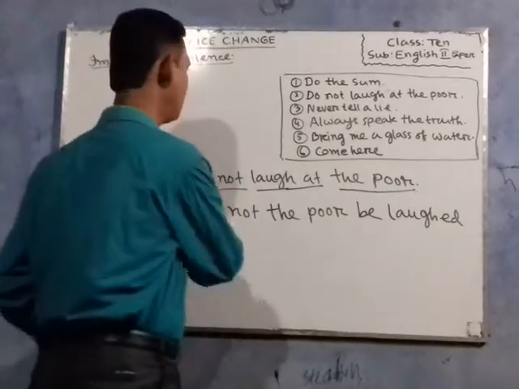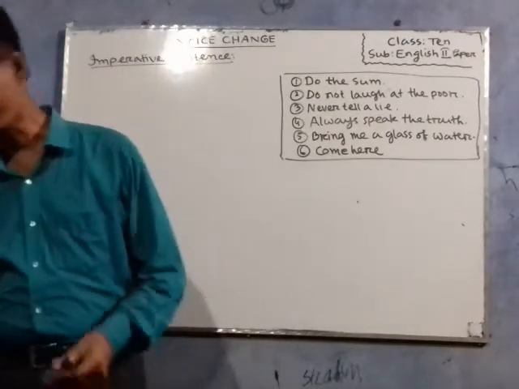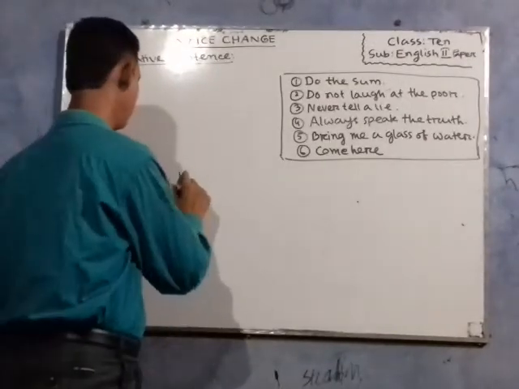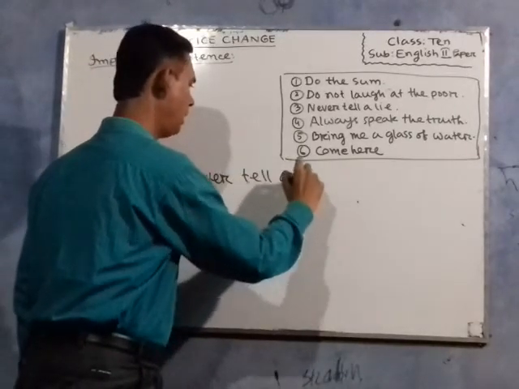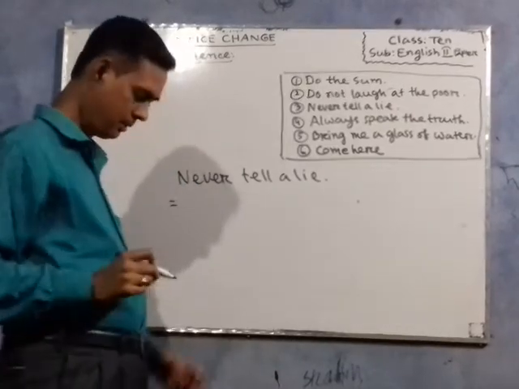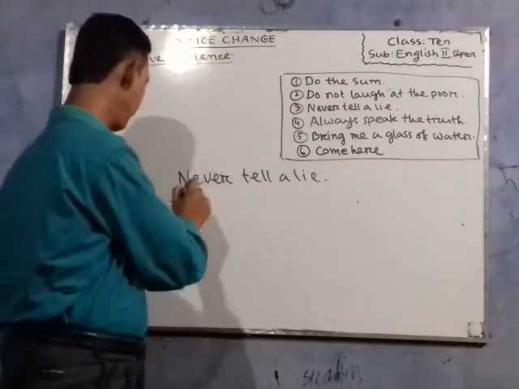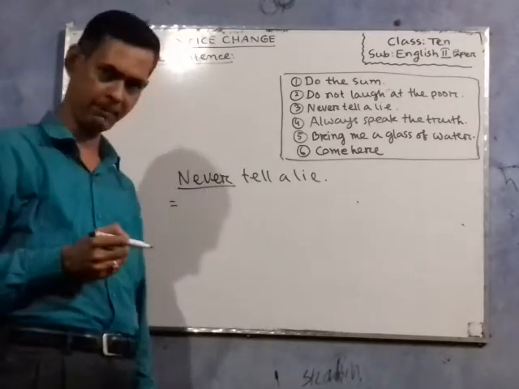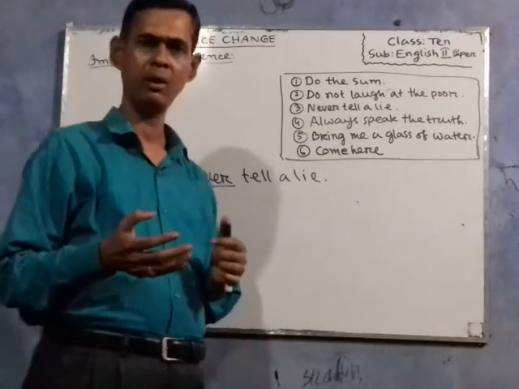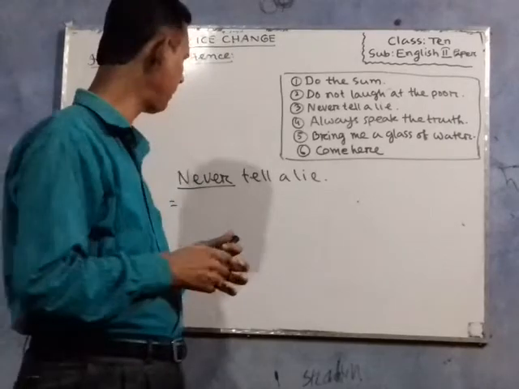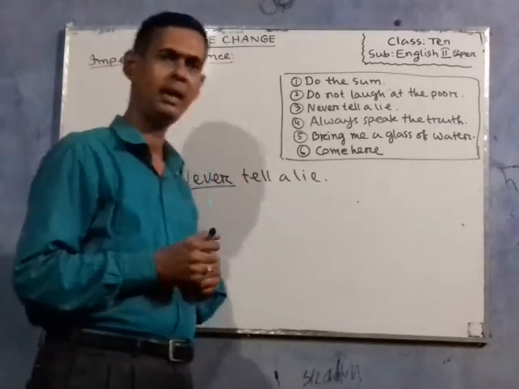Next example. Never tell a lie. Dear learners, here at the beginning of this sentence, never is given, and this is a negative sentence. So you should remember that if there is never at the beginning of an imperative sentence, at the time of changing this type of sentence into passive, at first you have to write let never.